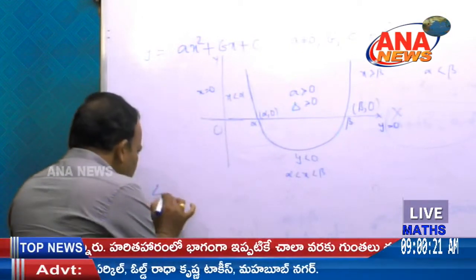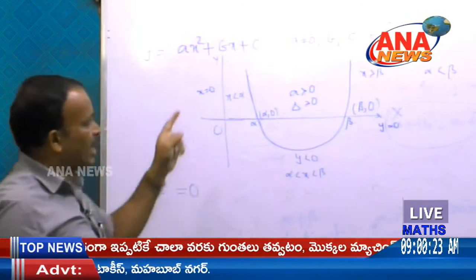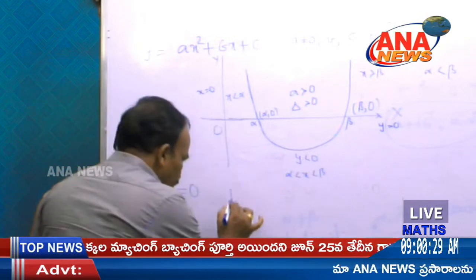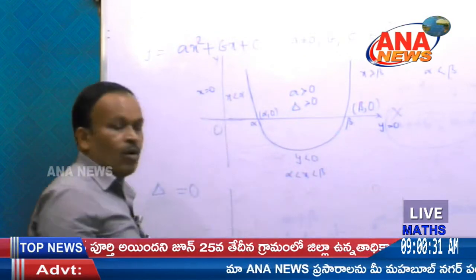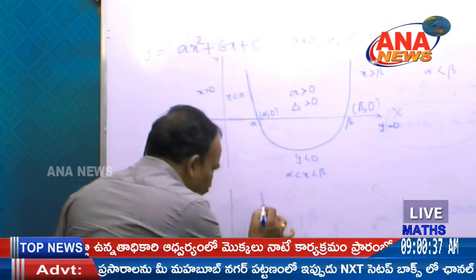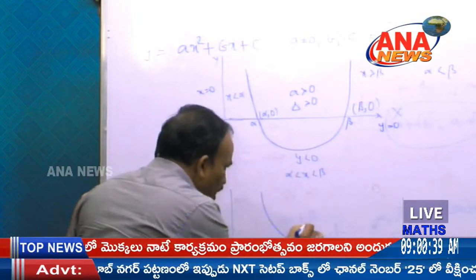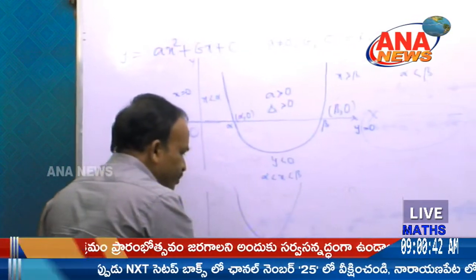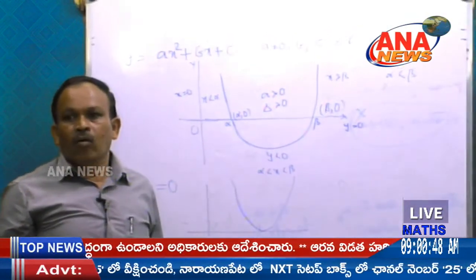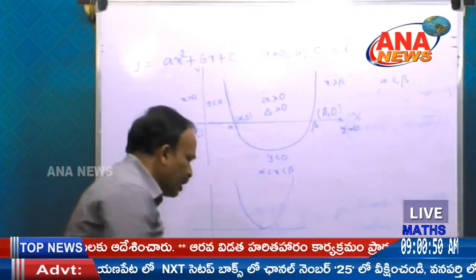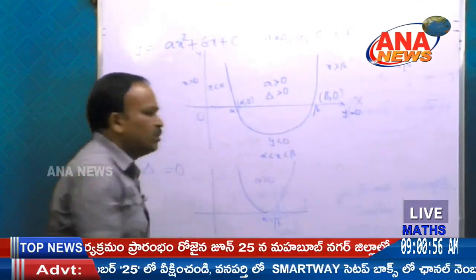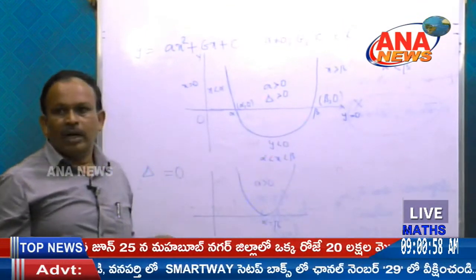If delta is equal to 0, what happens? Delta greater than 0, that one happened. If delta is equal to 0, what happens? See, this is y-axis, this is x-axis. Open to above means the parabola touches the x-axis at only one point. Here alpha is equal to beta. Here also a greater than 0.